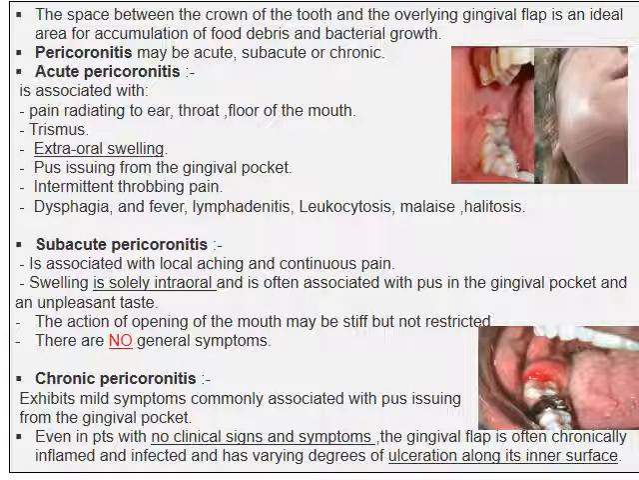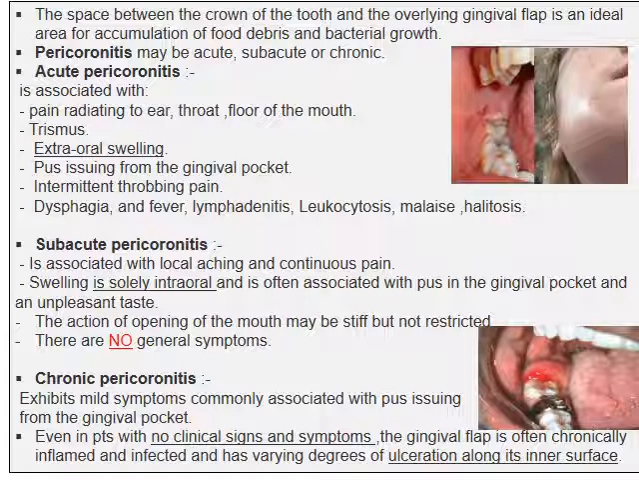So pain radiating to the ear, the throat, and the floor of the mouth is vague and continuous, associated with trismus, the patient unable to open his mouth, limitation in the opening of the mouth, associated with extraoral swelling, as in this image. It's an extraoral swelling involving the buccal space or submandibular space infection. Pus oozing from the gingival pocket. If you press on this place, you see pus oozing from this area, it means that there is infection in the area.